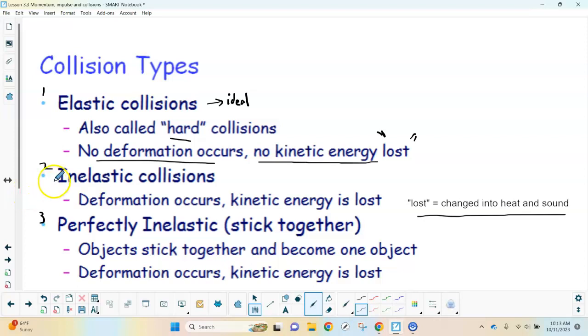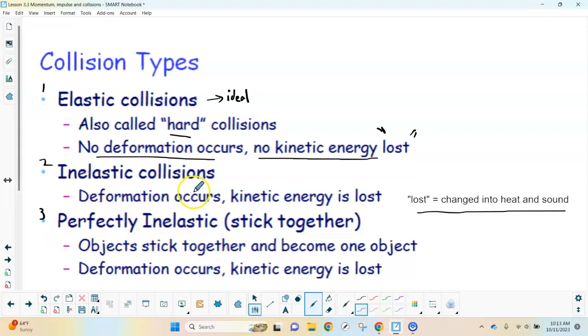Okay. Inelastic collisions, there are 2 types. There's just regular inelastic collisions, and then I describe it as perfectly inelastic collisions. Inelastic collisions are the most common type. Deformation does occur, so things change shape. Kinetic energy is again changed or converted into heat or sound in that collision.